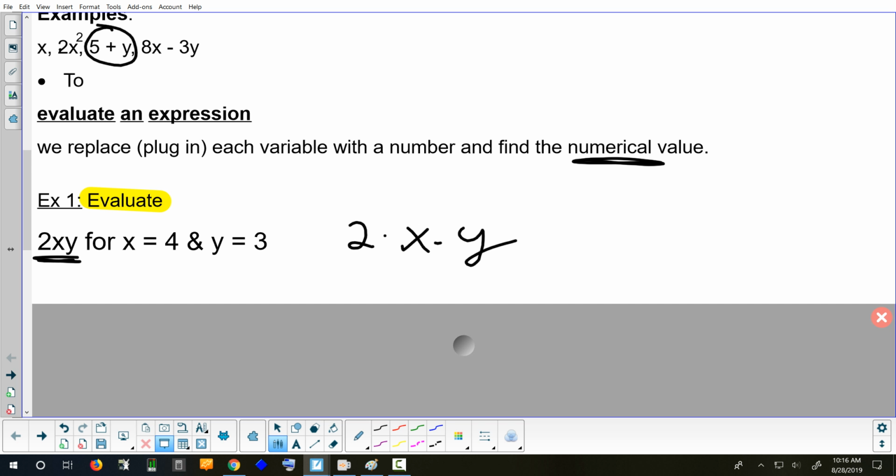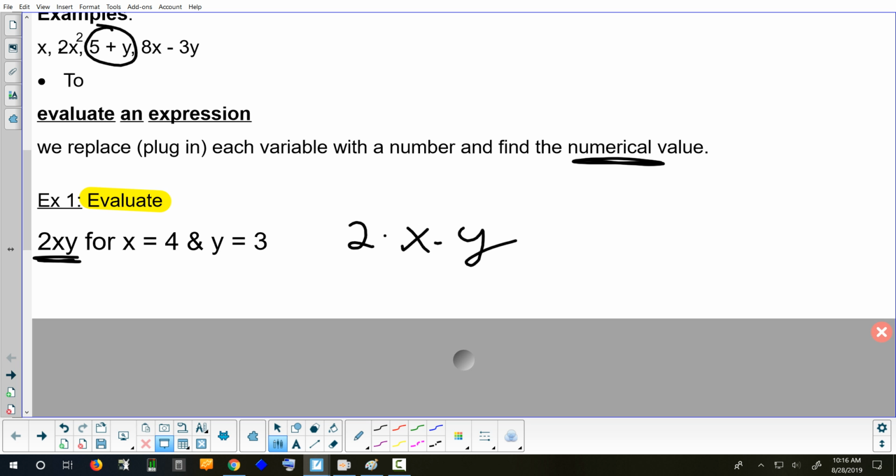Does anybody know one other symbol you can use for multiplication? Yeah? Parentheses. You can use parentheses. I think this makes it look more complicated. There's nothing wrong with that. But this is the simplest way to write 2xy. How many different variables do we have right there? Yeah, 2. And it's telling you to plug in a certain number for x and a certain number for y.